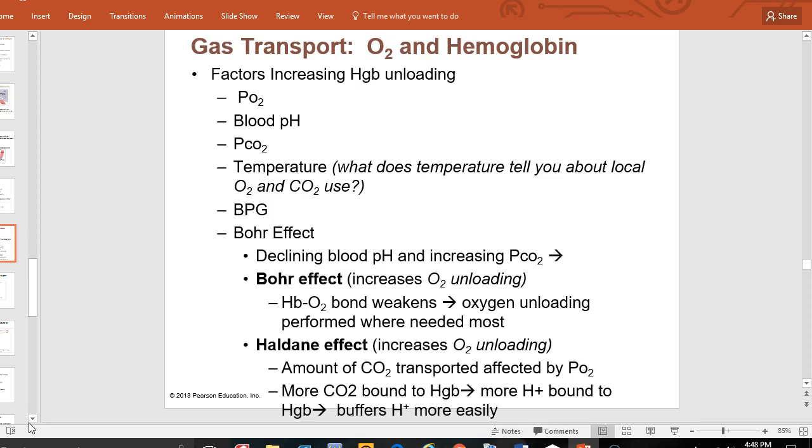The Haldane effect says the same thing, that oxygen unloading is increased, but it looks at it from the perspective of CO2 that's transported within the red blood cell. And this one says that the more CO2 that's bound to hemoglobin, and the average normal is about 20%, so the closer that number gets to 20%, the more hydrogen ion is bound to hemoglobin, and the more O2 can be unloaded.